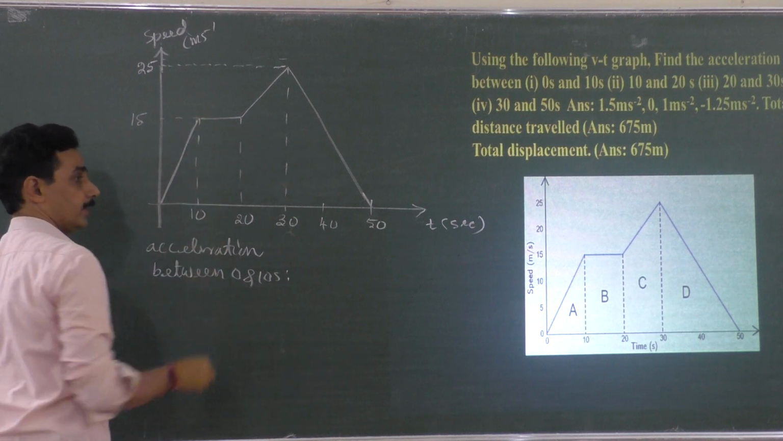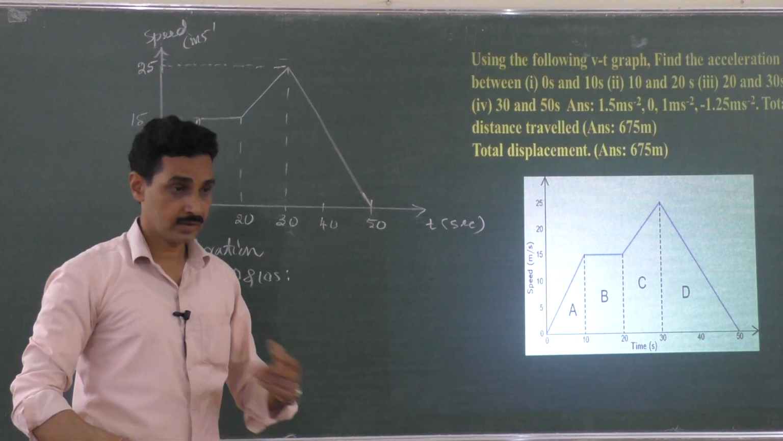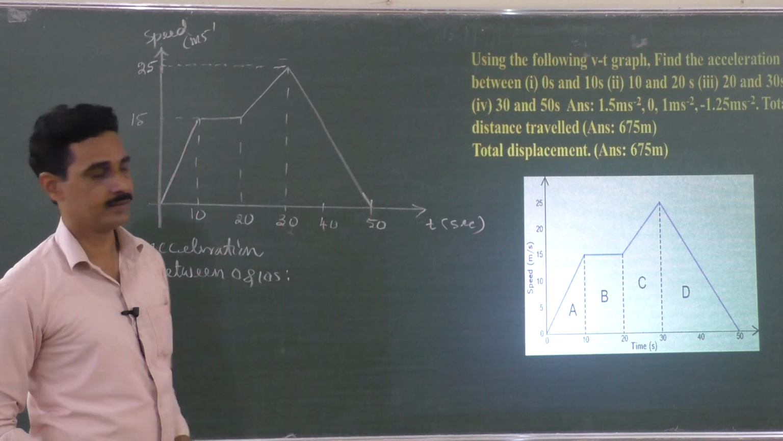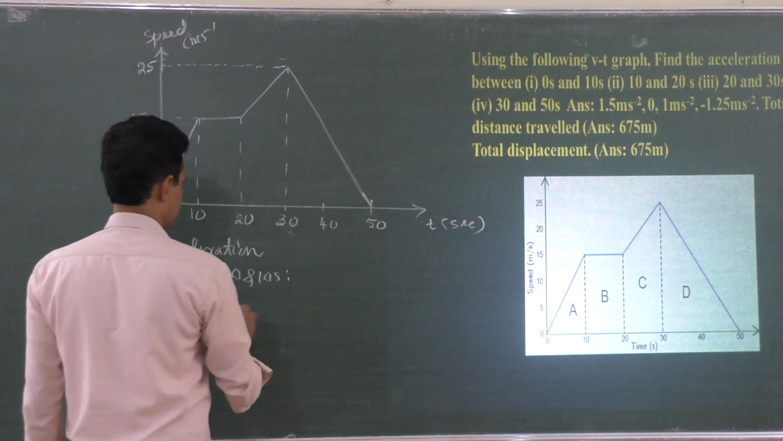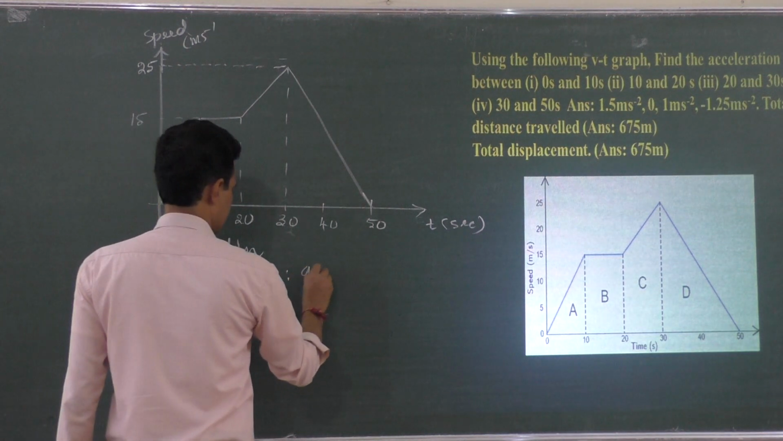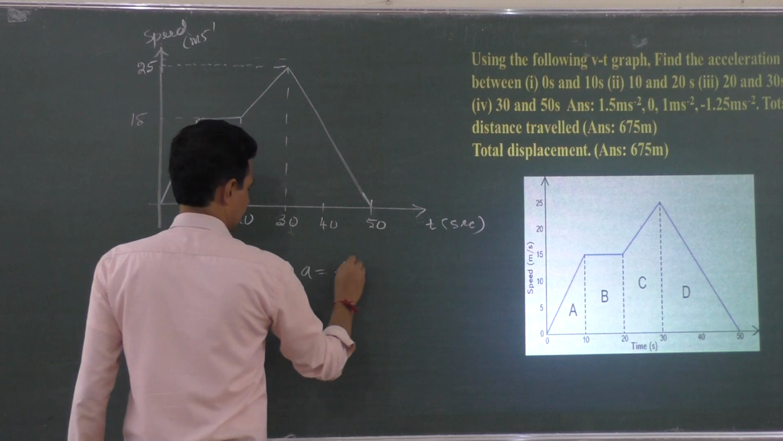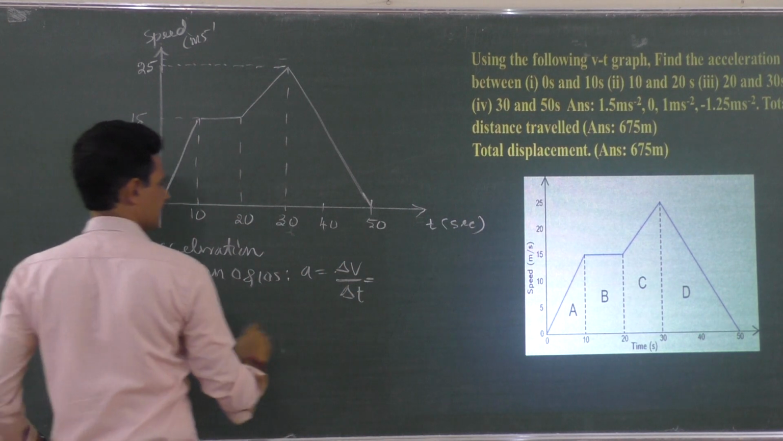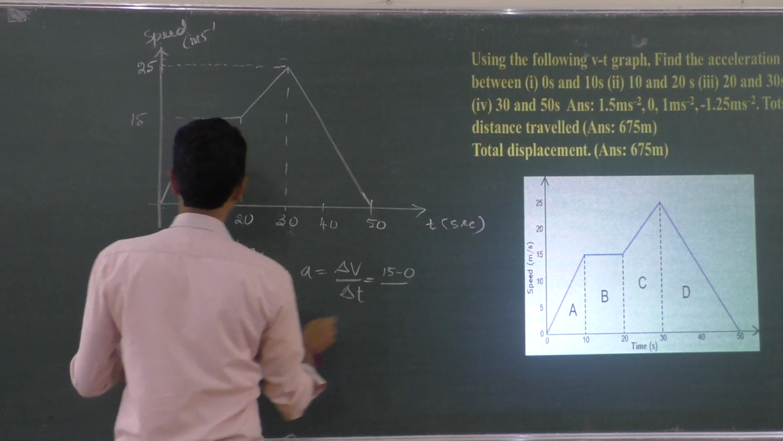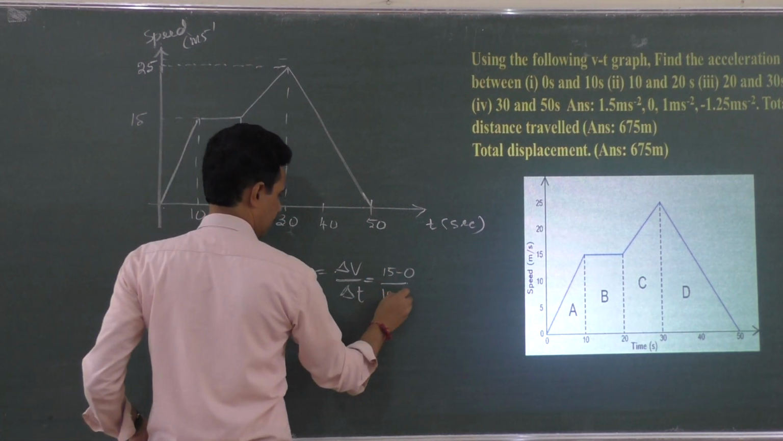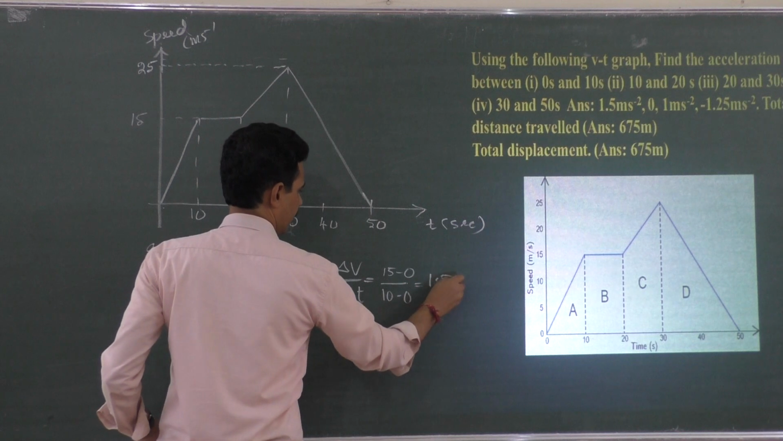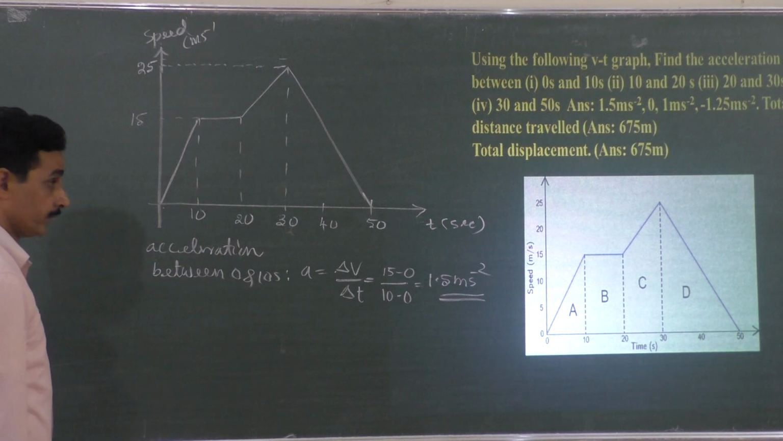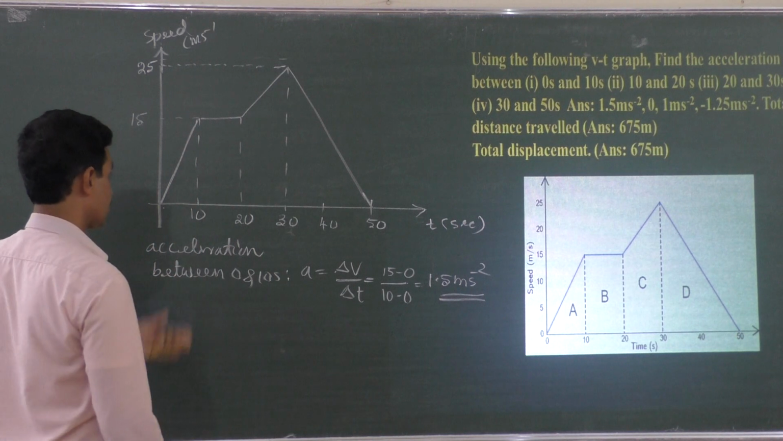Increase in velocity is uniform. I am not saying uniform velocity. Velocity is increasing uniformly, so acceleration is uniform. So you can find it directly. A is equal to delta V by delta T. Delta V is 15 minus 0, final minus initial. Time is 10 minus 0, so it is 1.5 meter per second square, and it is positive. Why? Increasing velocity, and all the things are in the first quadrant itself.